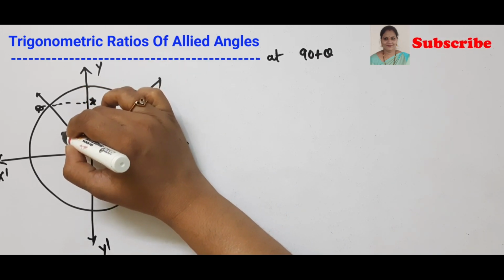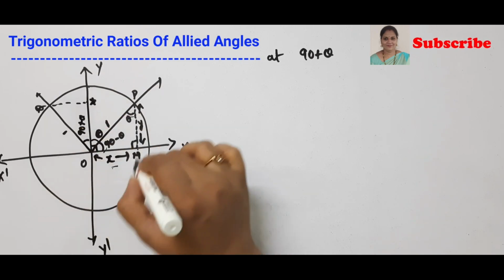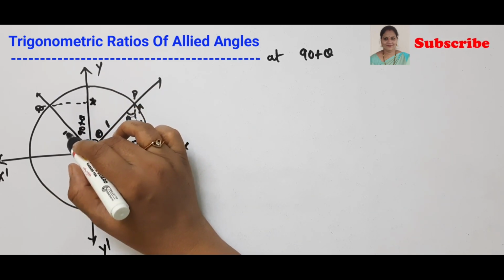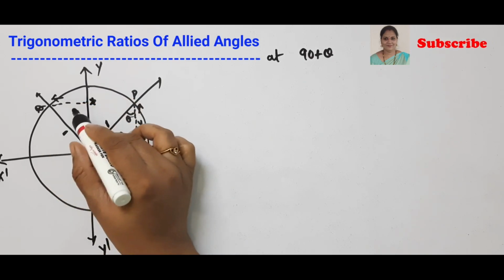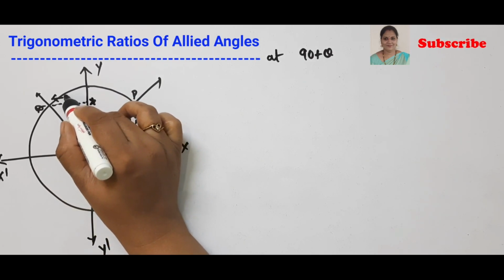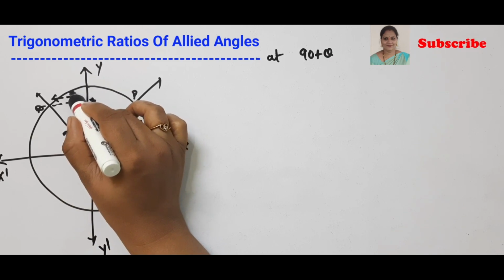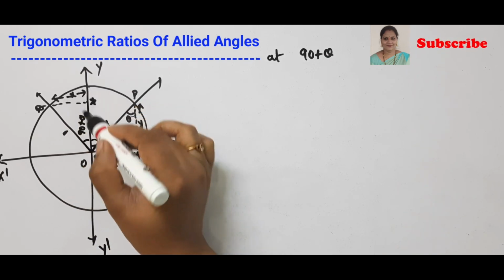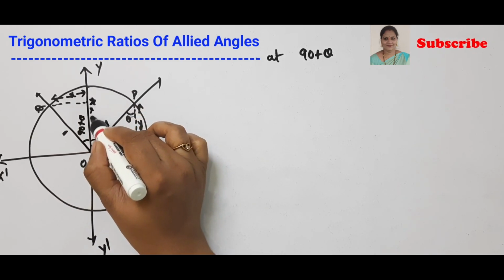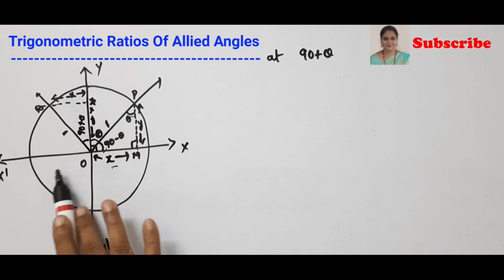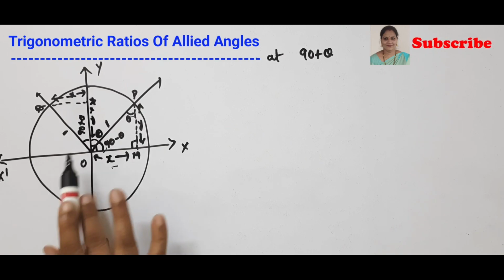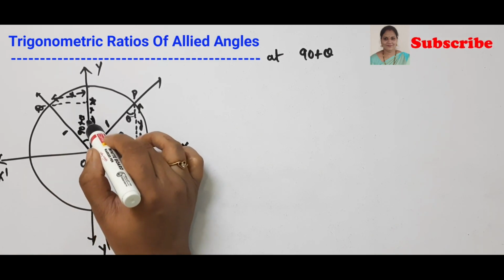This will be 1, is it not? We have drawn a unit circle of radius 1. So this is 1. This distance will be minus x and this distance will be y, from here to here. So x is negative, so this will be minus x and this will be y.